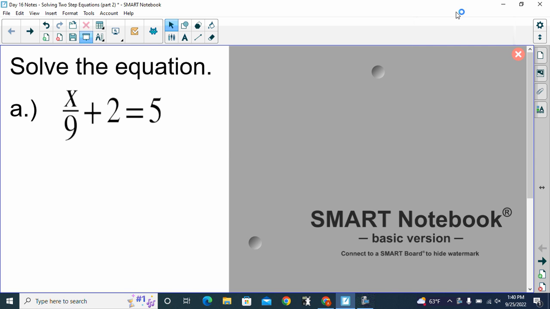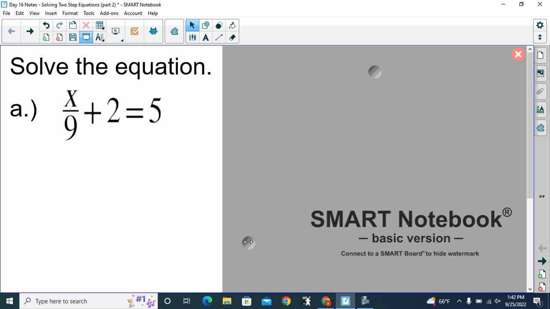Relatively brief notes today. We are continuing to solve two-step equations. This is solving two-step equations, part 2. Example 1 asks us to solve an equation that looks familiar to us. We did problems similar to this last time.